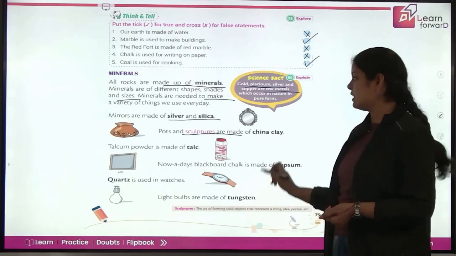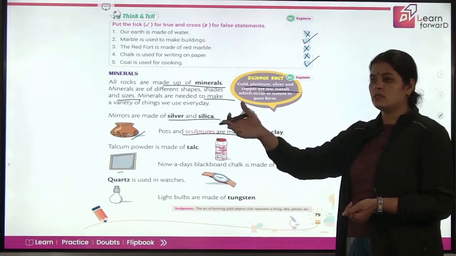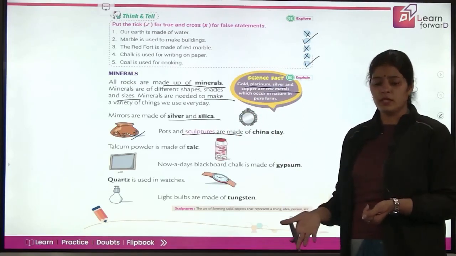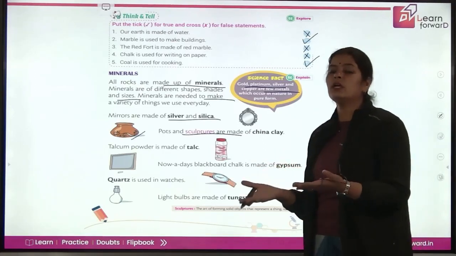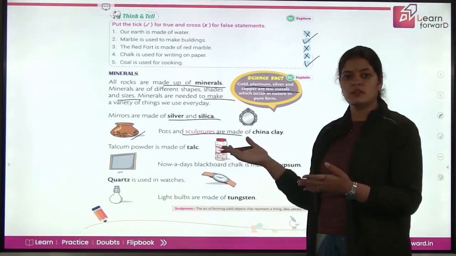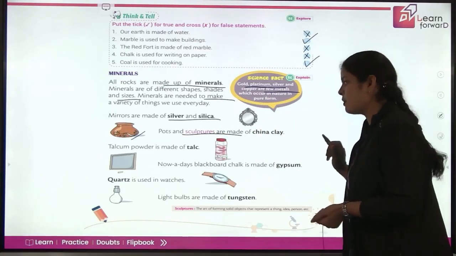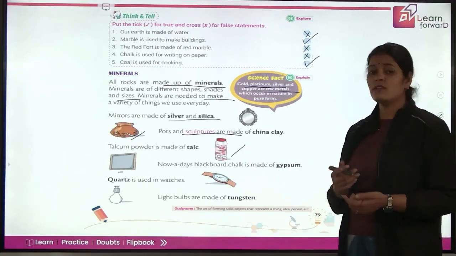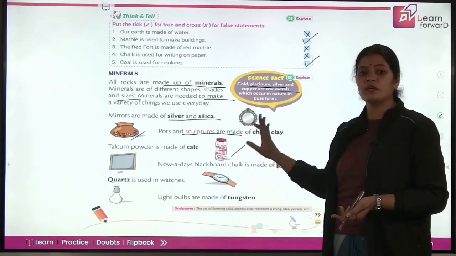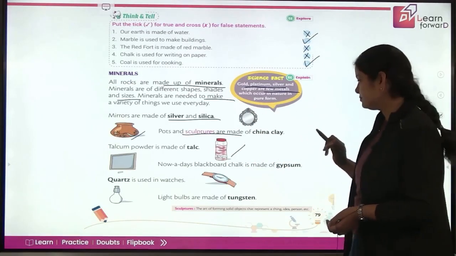Now pots and sculptures are made up of china clay. So we use china clay to make pots and all the crockery that we use in our houses, and sculptures, the decorative pieces, the show pieces that we use in our houses, are made up of china clay. Now talcum powder is made up of talc. The powder that we use is a very soft thing, and talc is the softest mineral. So that is used to make talcum powder.